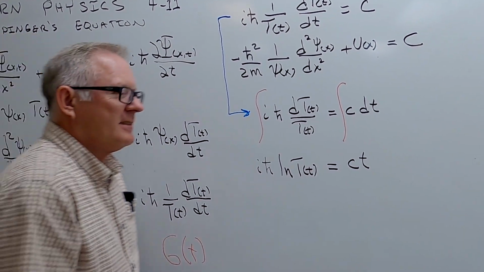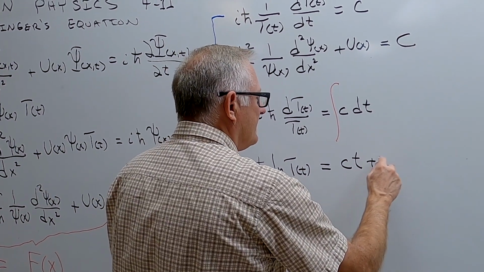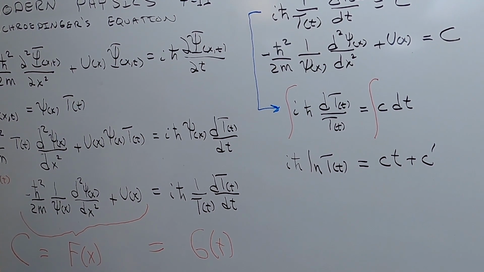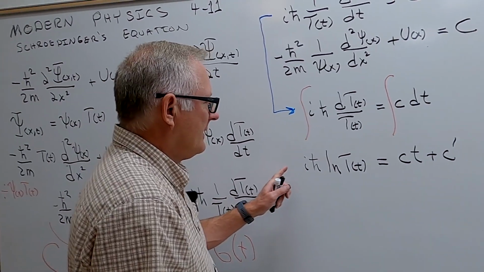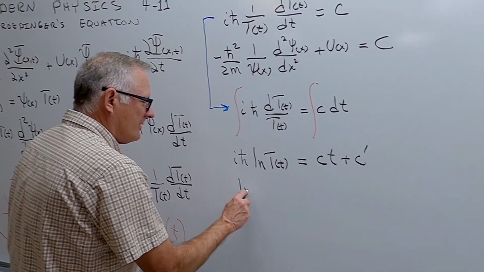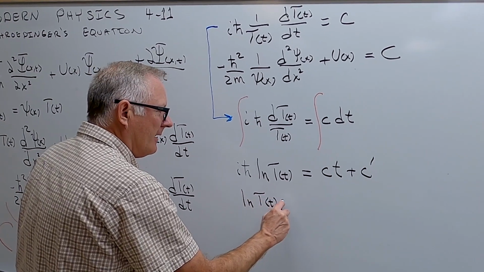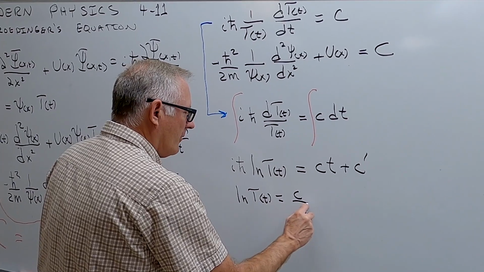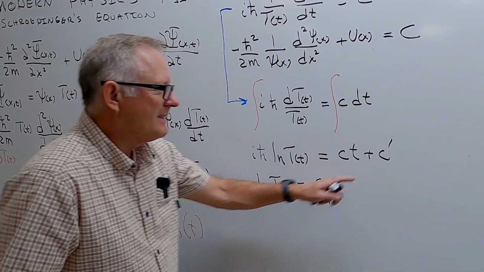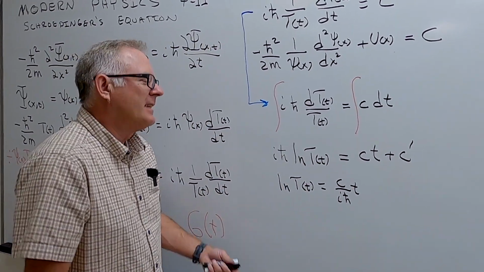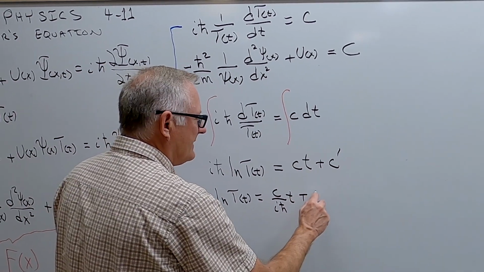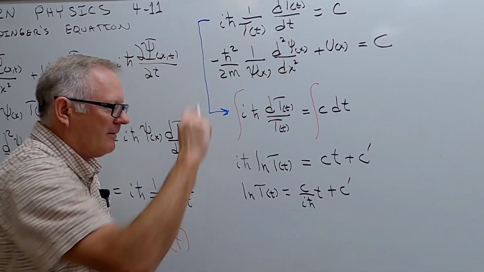Let me call the constant c prime, plus c prime. That's my constant. Well, let's divide both sides by i h bar. So we got the natural log of T of t equals c over i h bar t plus c prime over i h bar. But c prime over i h bar is just another constant. That'll be just absorbed into my c prime. I could call it c double prime, but it's just a constant.